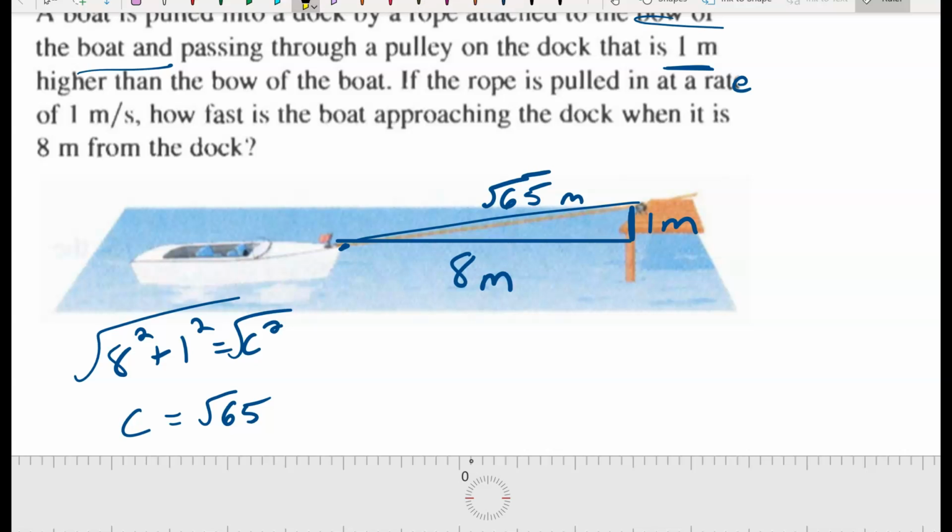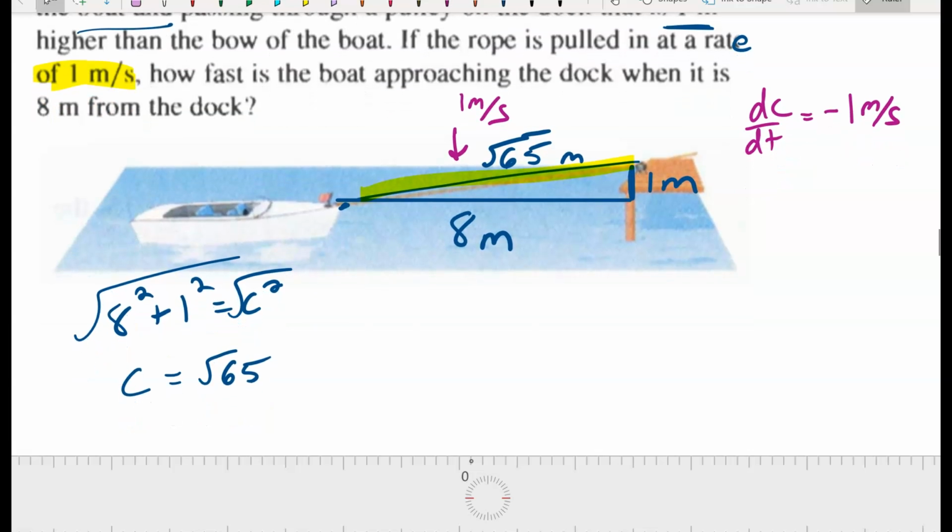The other information they tell me in the problem is this rate, where it's saying the rope, this is the rope right here, is being pulled in at a rate of 1 meter per second. So you need to think about what that means, that this distance is getting shorter and shorter, 1 meter every second. So really what that's telling you is that the rate of change of your hypotenuse is negative 1 meters per second. It's negative because that hypotenuse is getting smaller. The boat's getting pulled in towards the shore. So I'm looking for this rate of change right here, the rate of change of whatever this side is.